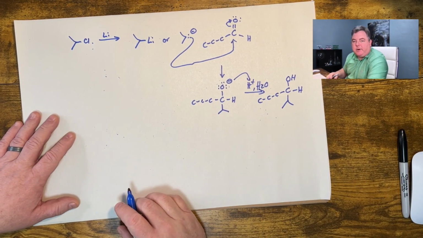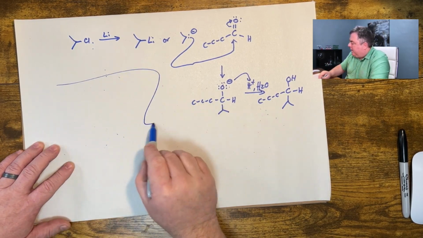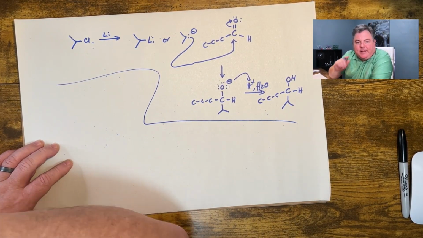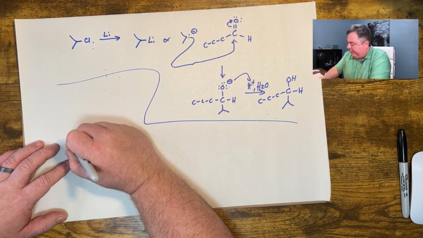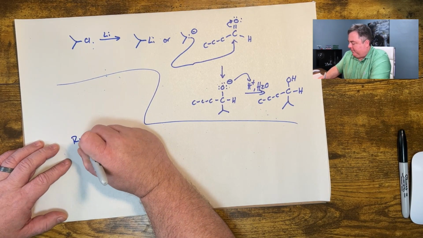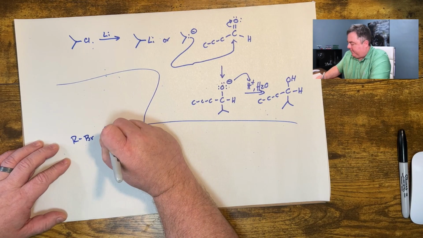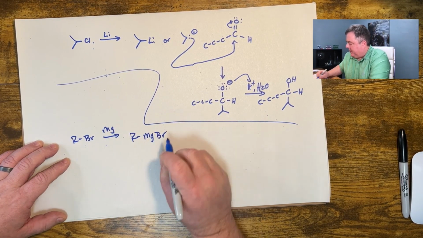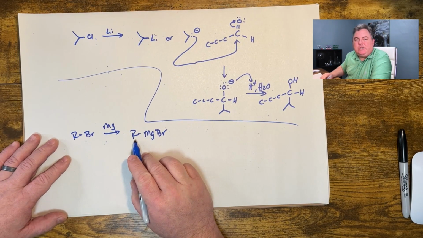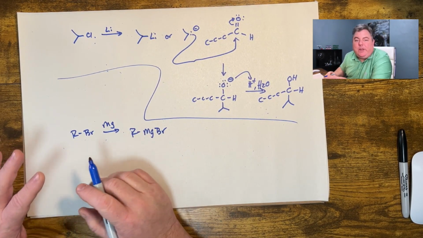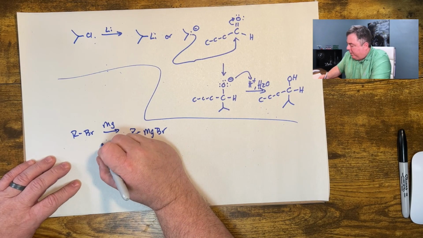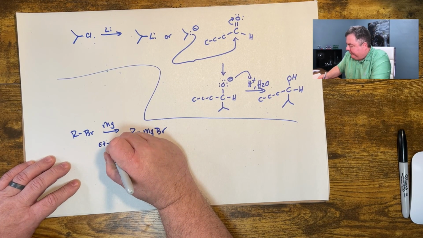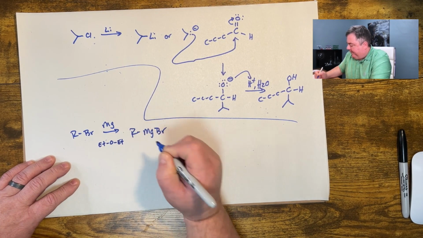And I make my final product. All right, something to pay attention to. Whenever I make my Grignard reagent, these negative carbon atoms are so reactive, I have to be really careful what solvent I use. Often the solvent you use to make these is ethyl ether.